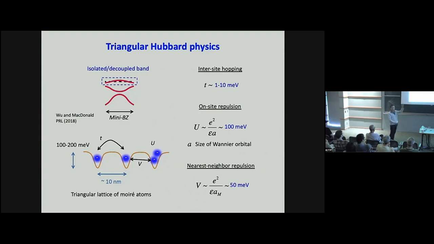So the total bandwidth in a triangular lattice is 9T. So it varies from 10 to 100 milli-electron volts for the bandwidth. On-site Coulomb, you can estimate using the size of the Wannier orbital, and it's on the order of 100 milli-electron volts. And you can use the Moiré period to estimate the inter-site Coulomb. It's about 50 milli-electron volts. So for many cases, the Coulomb energy is at least comparable, and in many cases bigger than the total bandwidth of the system. So it's actually easily in a strong correlation limit for this type of materials.